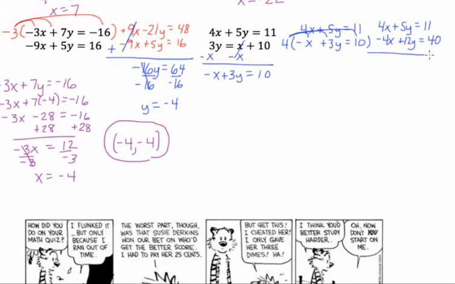Now in the x's I have the same coefficient, opposite signs, so I can now add my equations together. Use the addition method. 4x plus negative 4x is 0. That's gone. That eliminated. 5y plus 12y, 17y, equals 11 plus 40, 51. Now I can solve for y.